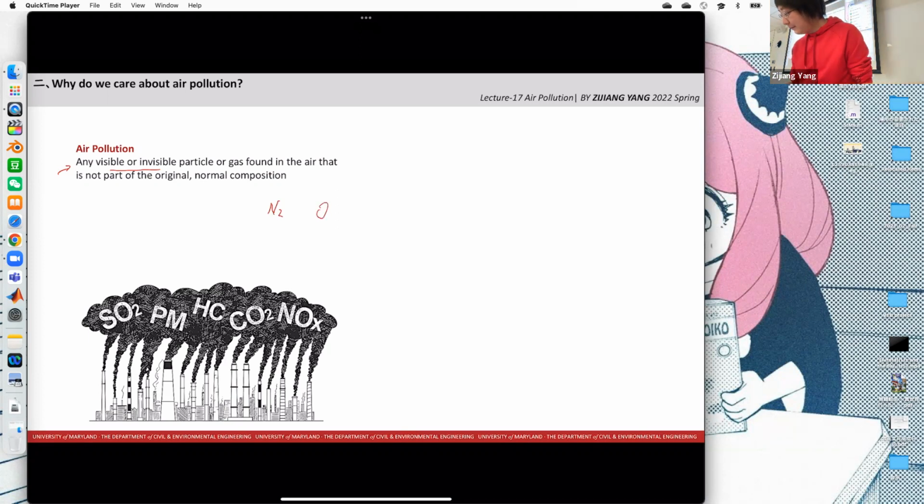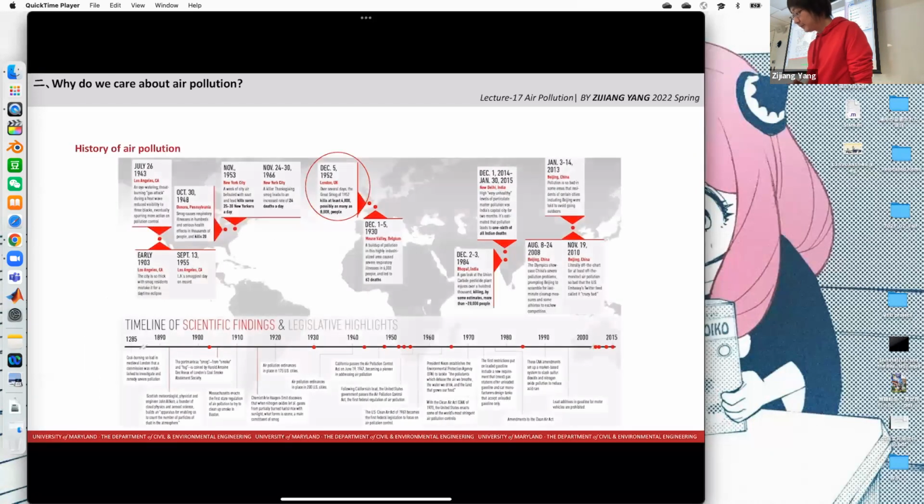Similarly for oxygen. But we can say CO2 is included in air pollutants, although it is part of the composition, because if we have a large amount of CO2 in the atmosphere, the composition will change. So it will be very different from its normal composition. So CO2 is considered an air pollutant. And I will talk more about CO2 later.